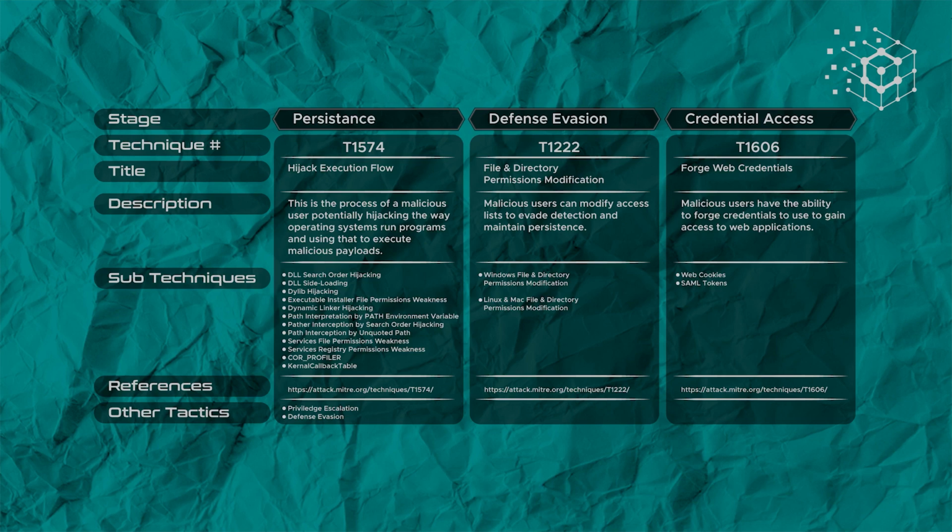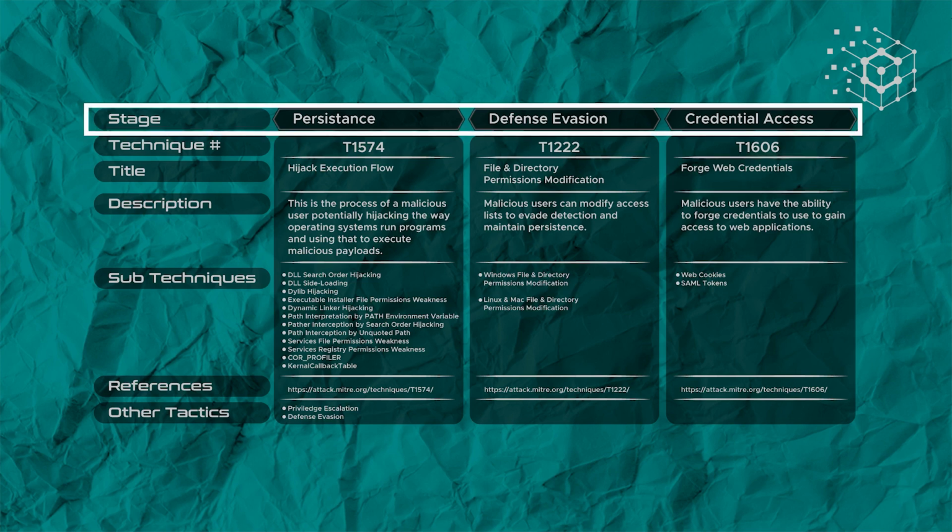The cyber kill chain stages are also broken into more granular tactics. After the tactics, they are broken into techniques and sub-techniques. Some examples of techniques are hijack execution flow, file and directory permissions modification, and forge web credentials. They can be broken down as follows.